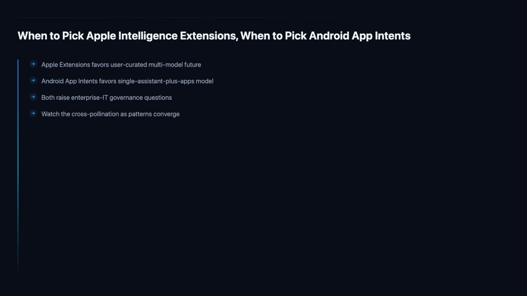Apple and Google copy each other quickly. Apple's user routing pattern may show up on Android. Google's app intent pattern may show up on Apple. The platforms tend to converge feature-wise.